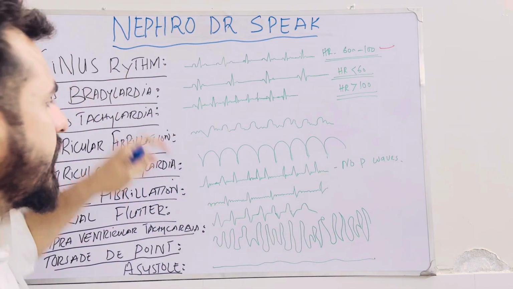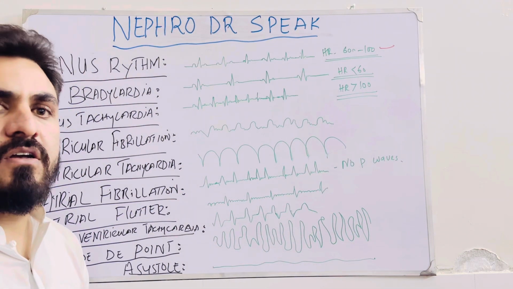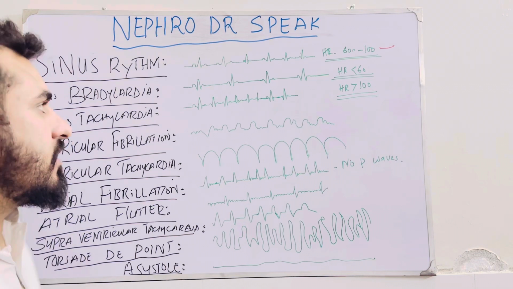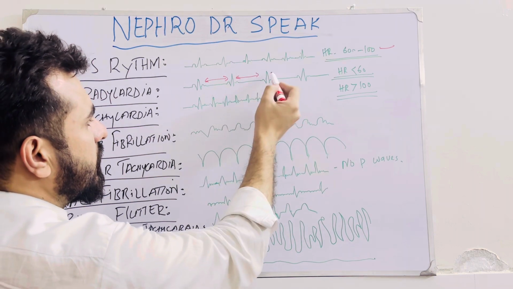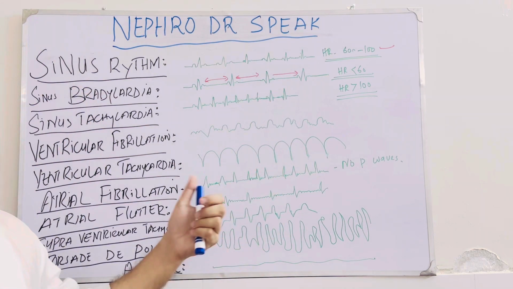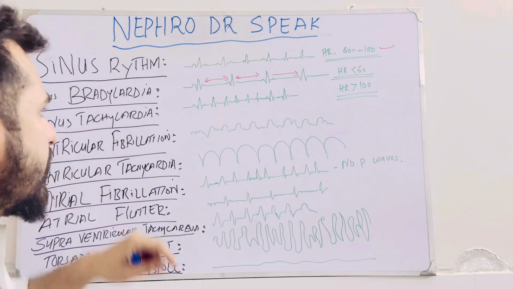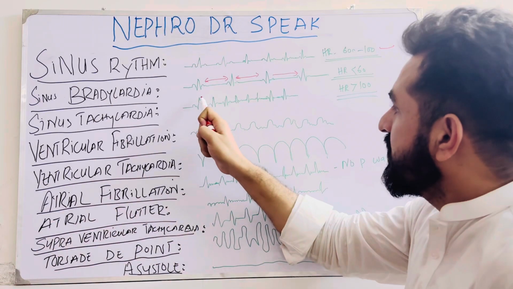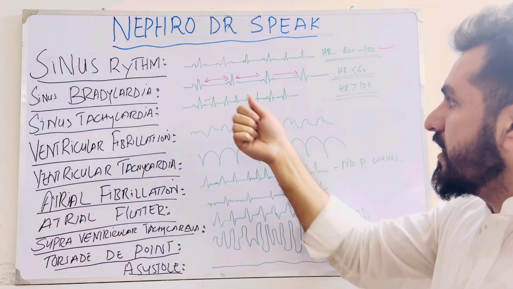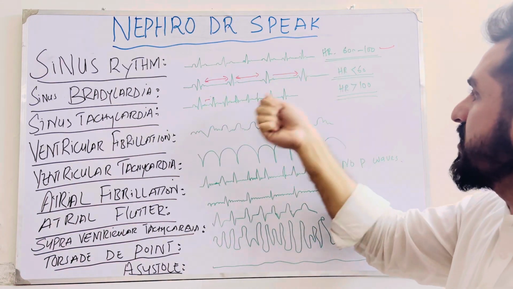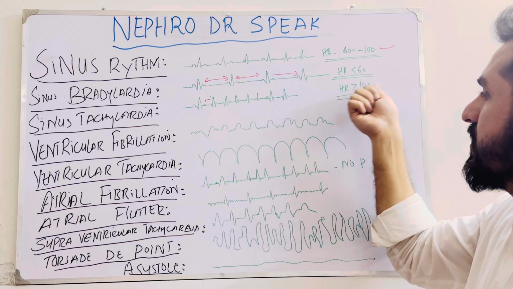So the second is sinus bradycardia. When the patient's heart rate is less than 60, we call it bradycardia. If we look at this ECG, the distance between the two QRS complexes is increased, which means that the patient has sinus bradycardia. Sinus tachycardia, when the distance between the R waves becomes decreased, we call it sinus tachycardia. In sinus bradycardia, the rate will be less than 60, and in sinus tachycardia, the rate will be greater than 100.